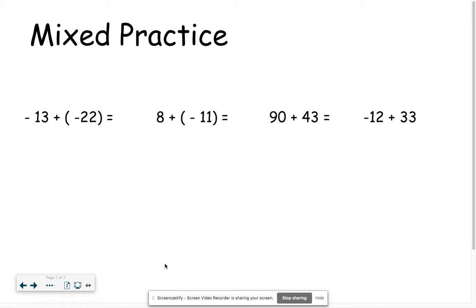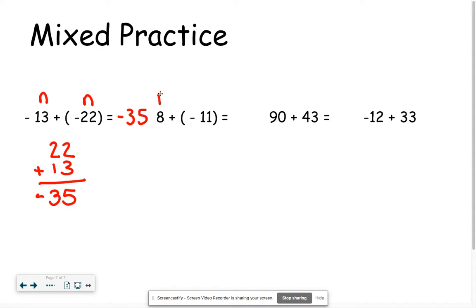Welcome back. Okay, the first one, we have a negative and a negative. If it helps you, you could even write N and N. That means we're just adding our two numbers together. 22 plus 13, we get 35. And because it was a negative and a negative, our answer is going to be negative.